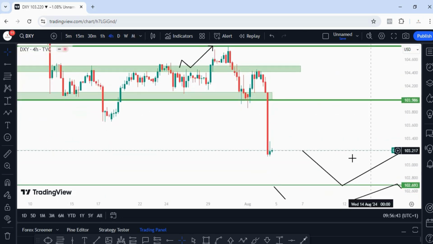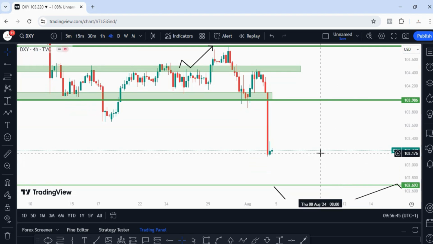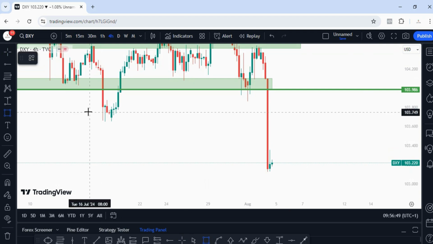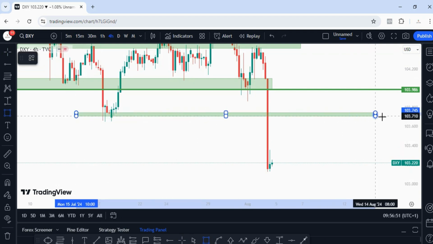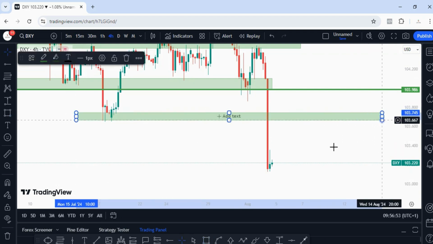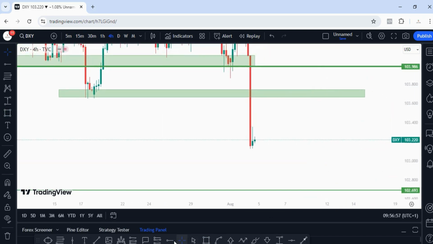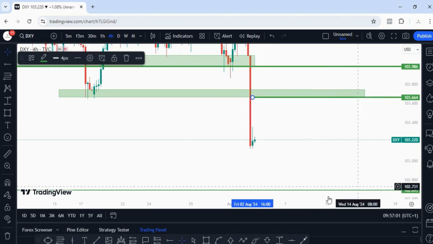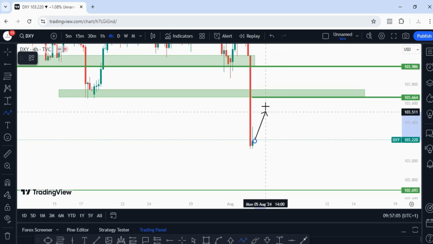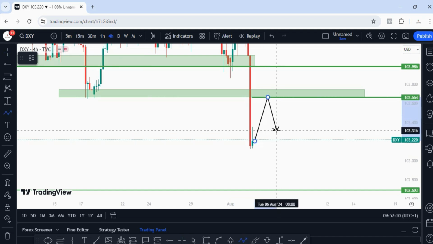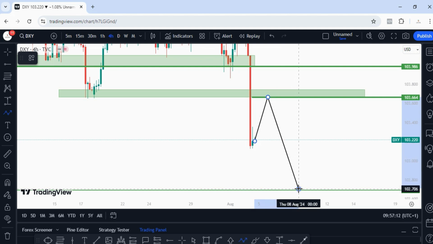Is there anything to mention on the 4-hour time frame? I think the daily time frame covers it all. So either of two things, either we'll pull back into here before we continue bearish, or we may just continue bearish into 102.693. All right, but I'd actually prefer to see a pullback into 103.664. I'd actually like to see that in the early part of next week before we sell off.